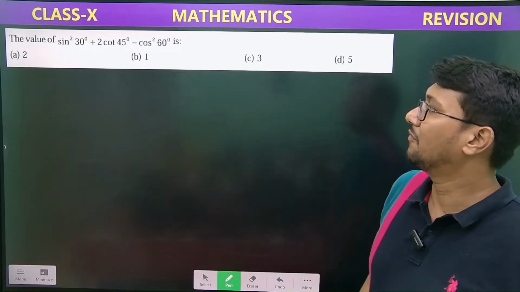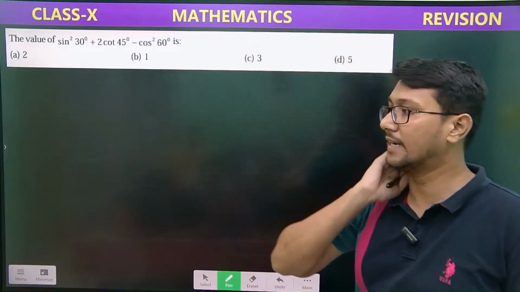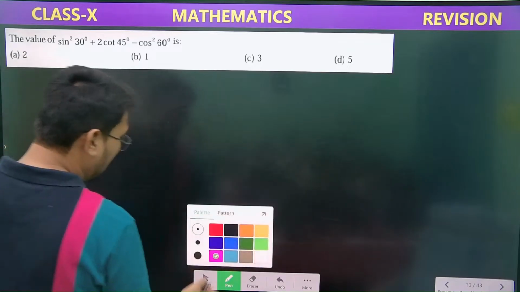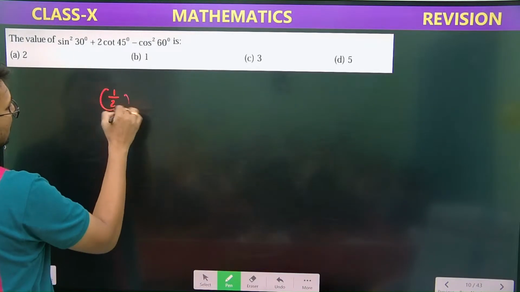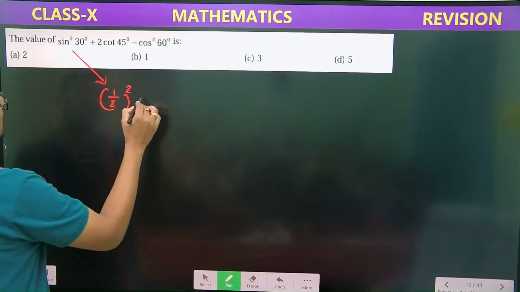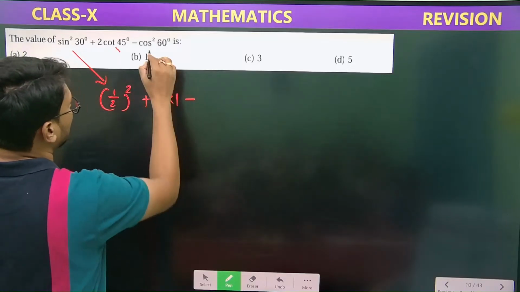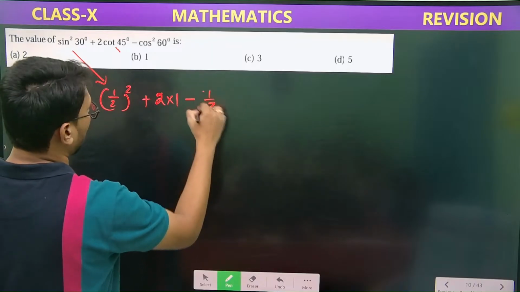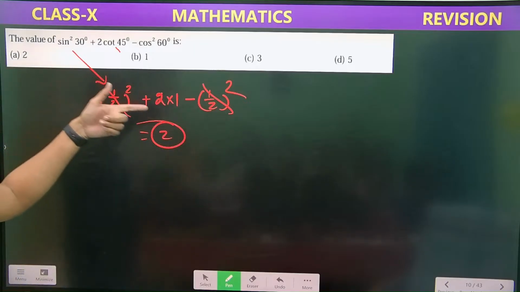What's the answer? Very simple. Cancel quickly. The answer is 2. Very good, I have got only a 20 second answer. 2, 2, 2. Very good. Children, what is this? What is the value of sin 30? 1 by 2. So 1 by 2 square. Yes or no? Plus 2 cot 45, how much? 1. So 2 into 1, minus cos 60. How much is cos 60? 1 by 2 square. These two cancel, what remains is 2. The answer is 2, over.